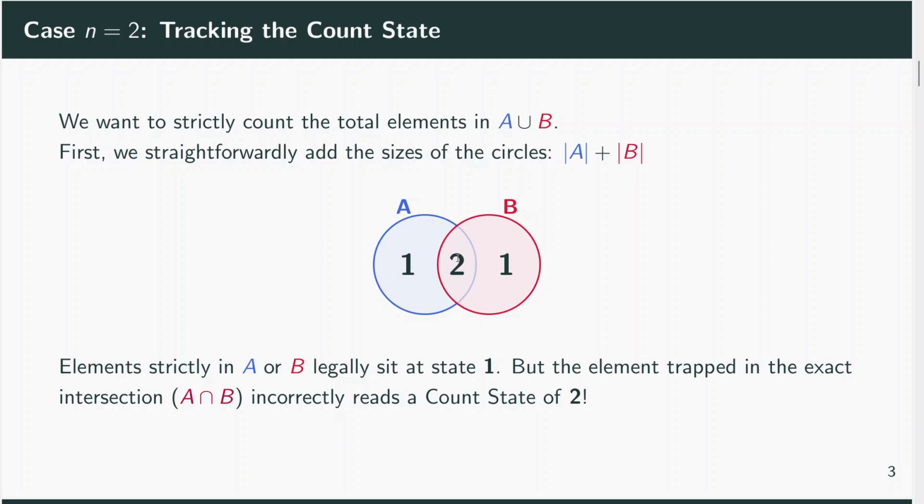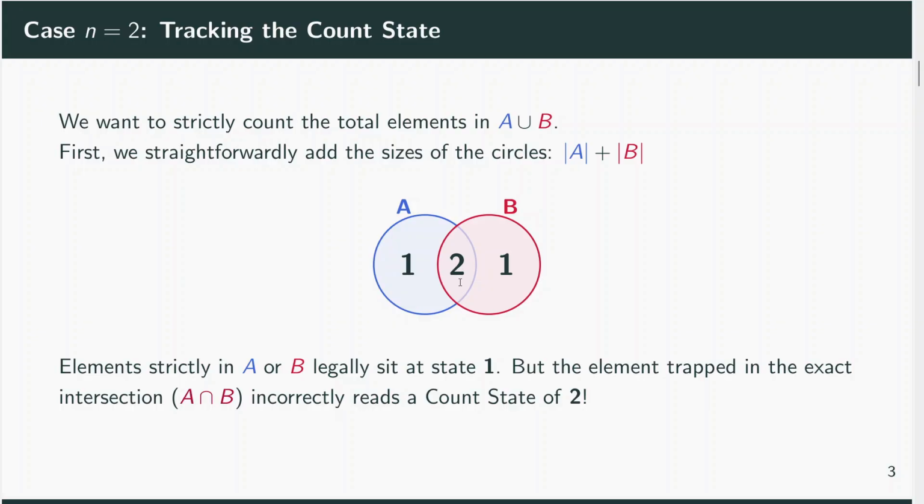So if we naively write the size of A plus the size of B, the elements purely in A sit at count state 1, the elements purely in B sit at count state 1, those are fine. But the elements trapped in the intersection sit at count state 2. They have been counted twice, and that is a problem we need to fix.